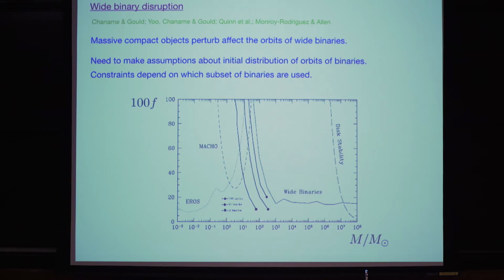However, the calculations that have been done to date possibly aren't. You need to make assumptions about how the binaries are initially distributed, as in what the size of their separations are, and then be careful about which subsets of binaries you use. So with a collaborator who does know a lot about binary stars and a PhD student at the moment, we're trying to have another look at these constraints to see if we can really firm them up.